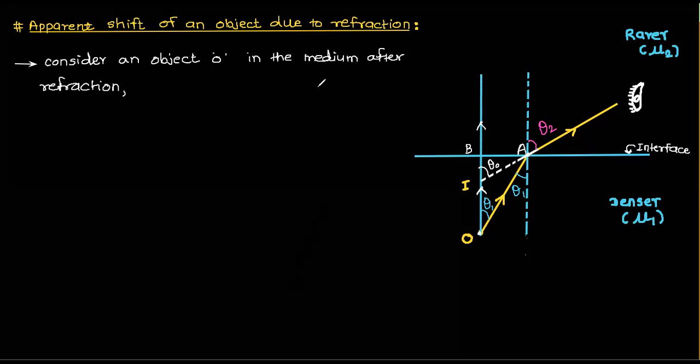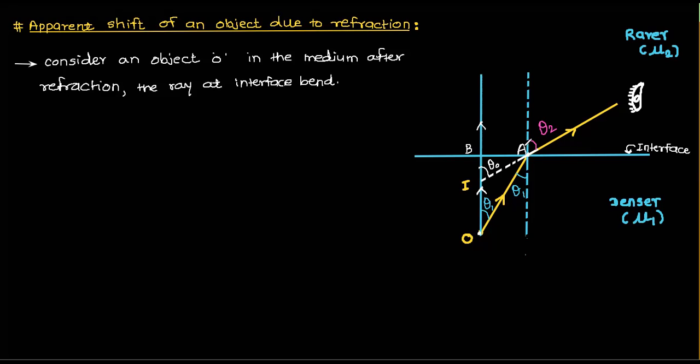Consider an object O in the medium. After refraction, the ray at the interface bends. The ray at the interface bends. Can you see? Where is its interface? At this point A. Right? So if you have seen in the diagram, this ray is going away from the normal. Now when this bent ray reaches our eye, what happens?